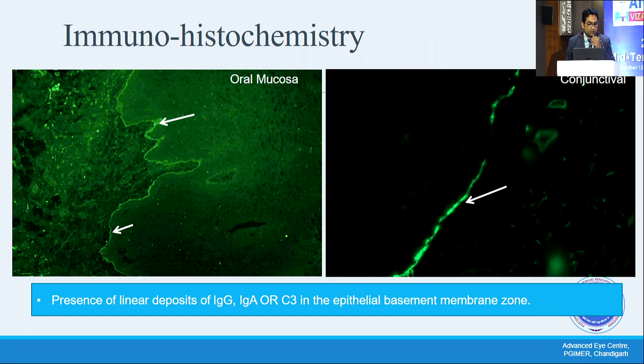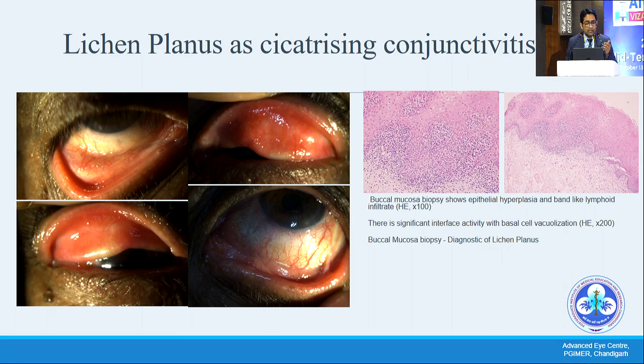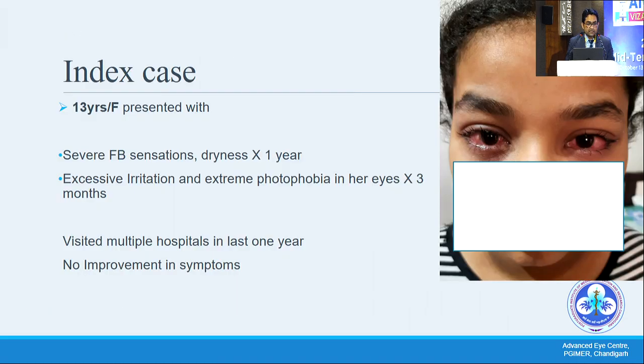So these are the immunohistochemistry results from the oral mucosa as well as the conjunctiva. Routine histopathology is important to send, because sometimes you come across a different diagnosis, like lichen planus in this case. Due to time constraints, I will not go into the details.